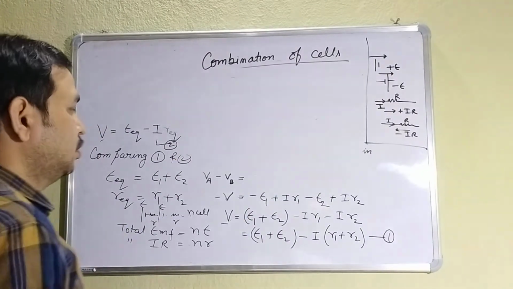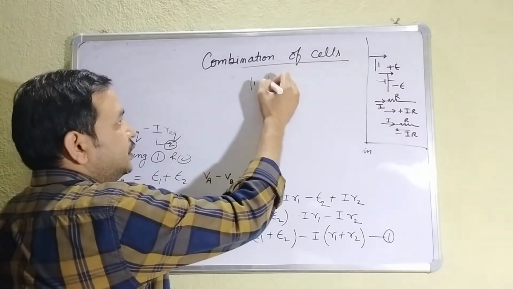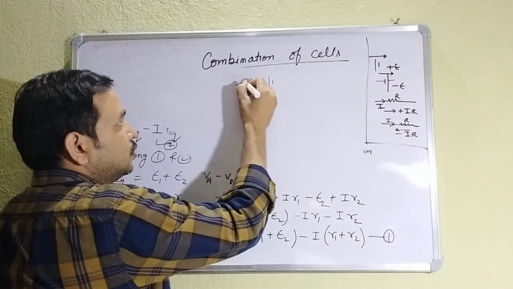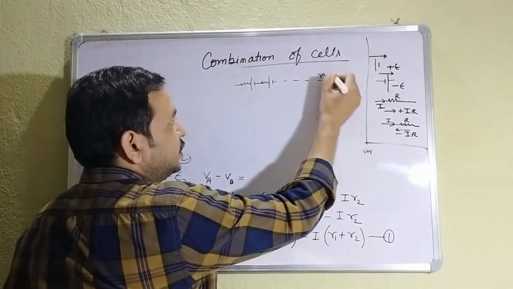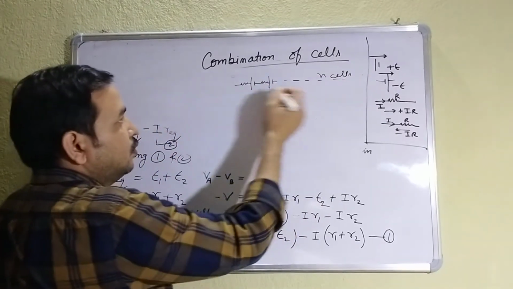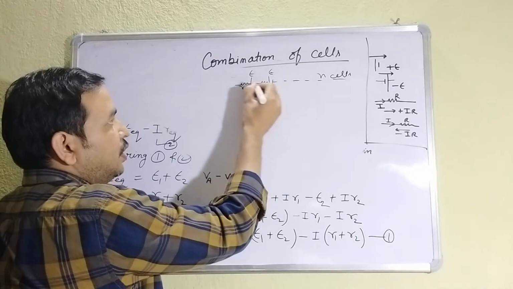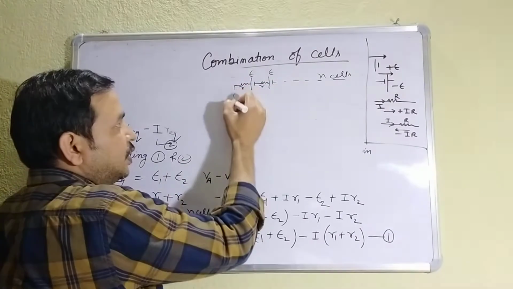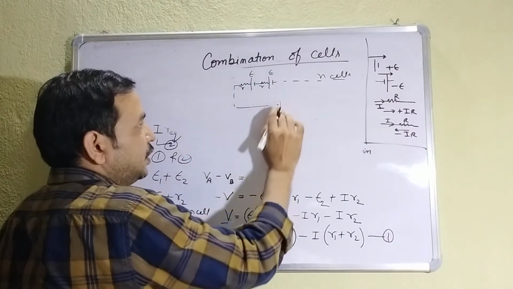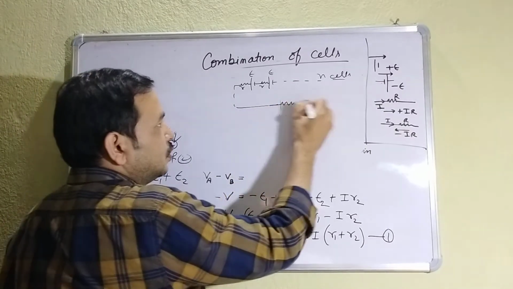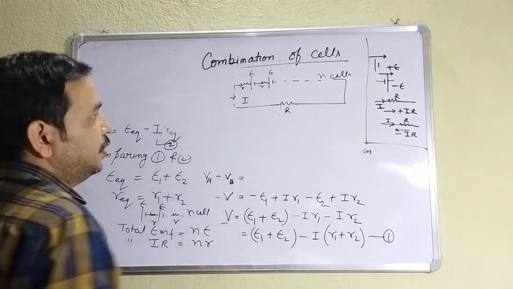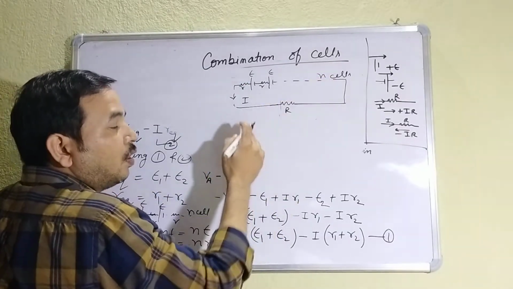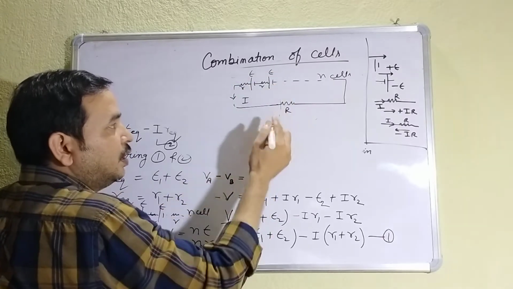Suppose there are n cells, all connected in a single row, each has EMF E, internal resistance R. If this combination is connected to some external resistor R, what will be the current through the circuit? Clear? So you have to write the equivalent EMF and internal resistance of all these cells.